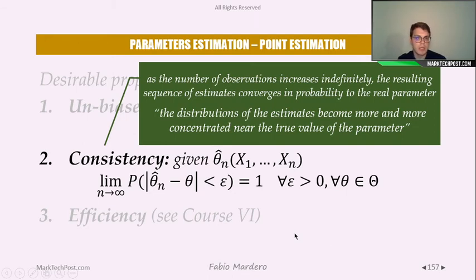Consistency instead says that as the number of observations increases indefinitely, the resulting sequence of estimators converges in probability to the real parameter. This means that the distributions of the estimates become more and more concentrated near the true value of the parameter, without jumps away from the ground truth.